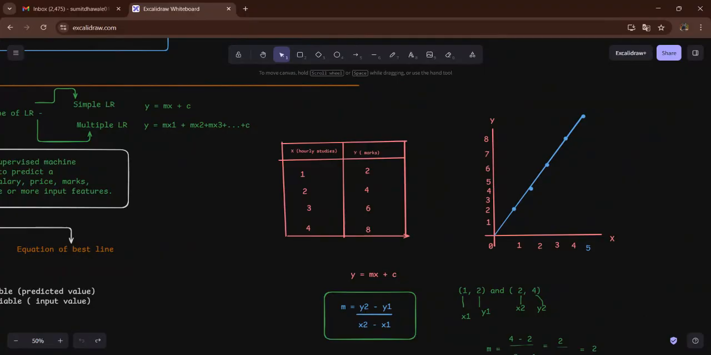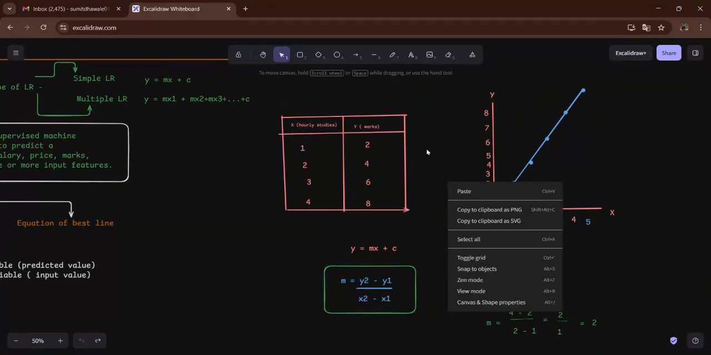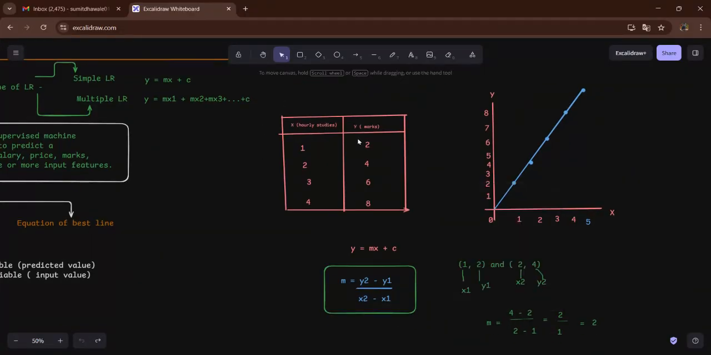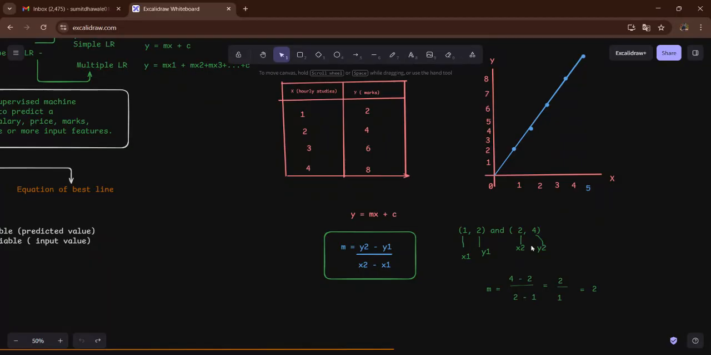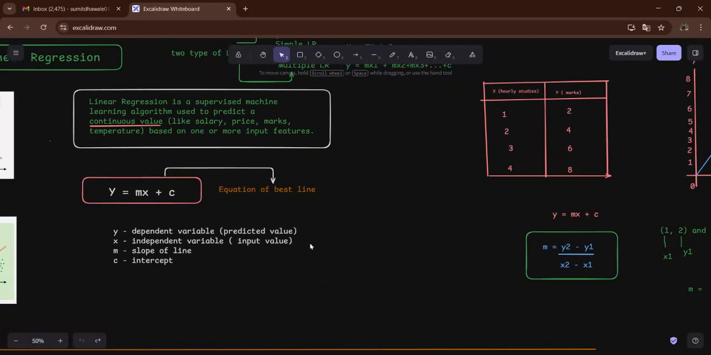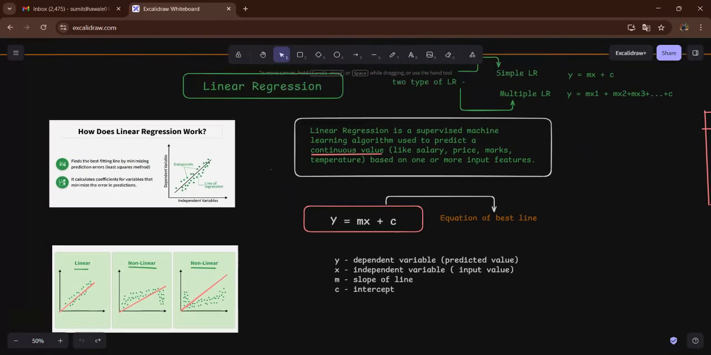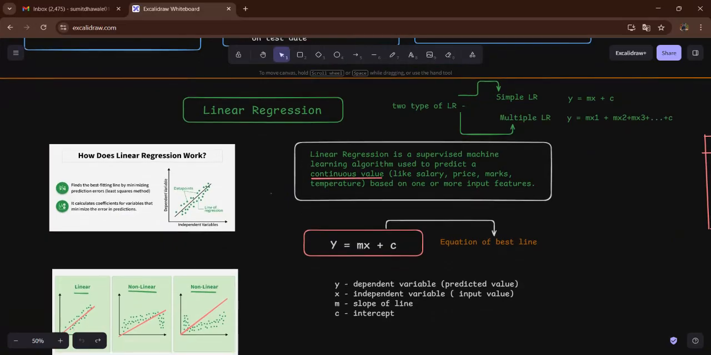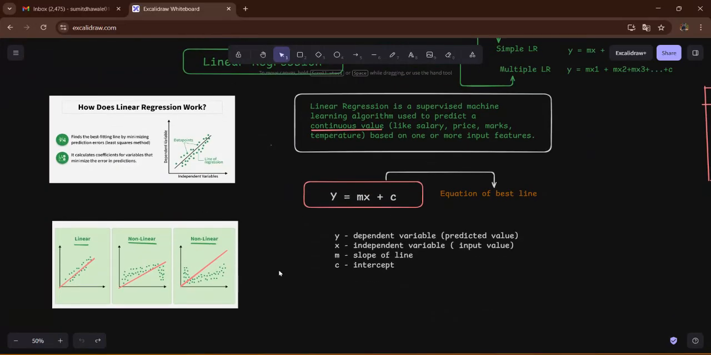We have seen one simple example also for the linear regression. We have taken the numerical data, also drawn the graph of it, and found the slope of it. I hope you got a simple idea about linear regression.